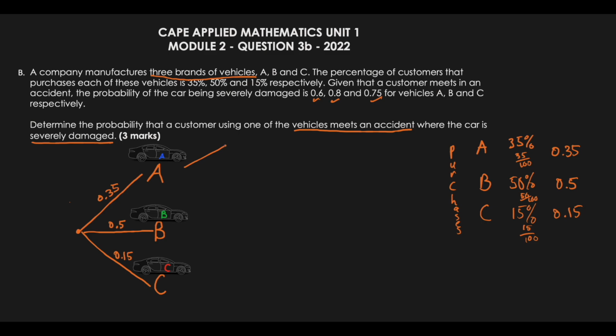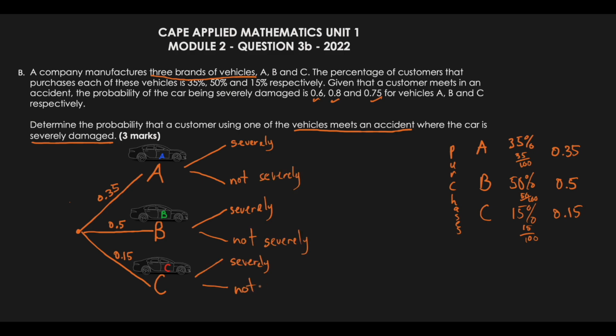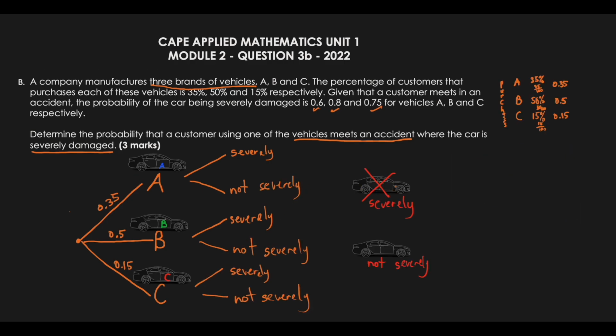So for the first one, let's say that this here is severely damaged, and then we'll have not severely damaged. So we'll do that for each one. Severely damaged, then not severely damaged. Again for C, severely damaged, not severely damaged. So just to add a little visual representation of severely, we'll just say that this is what severely is. It's no longer able to use. Just damaged, not severely damaged.